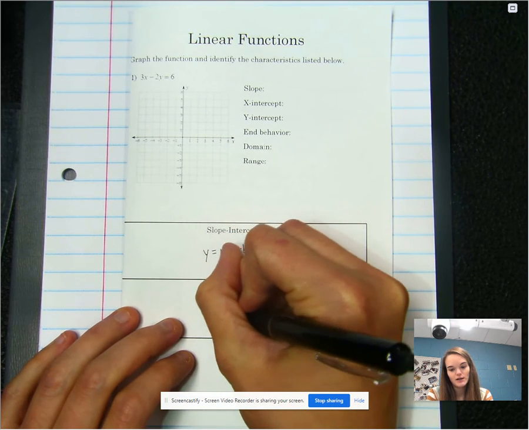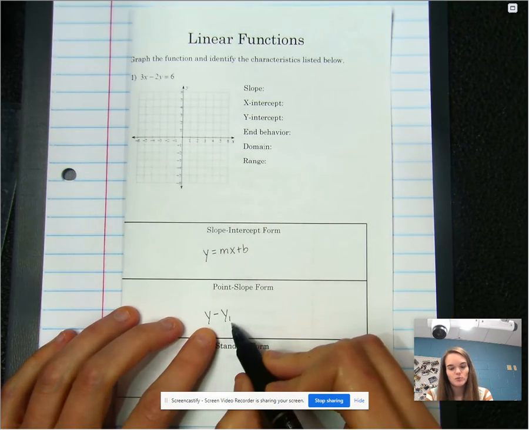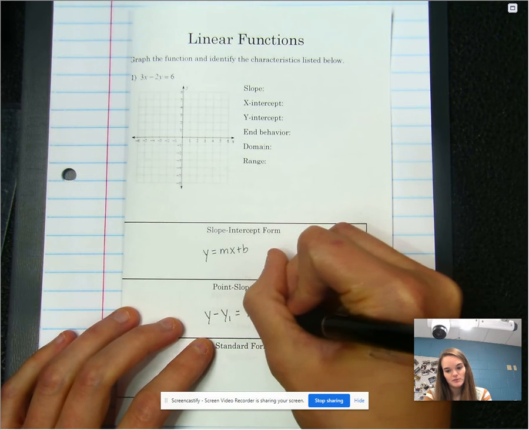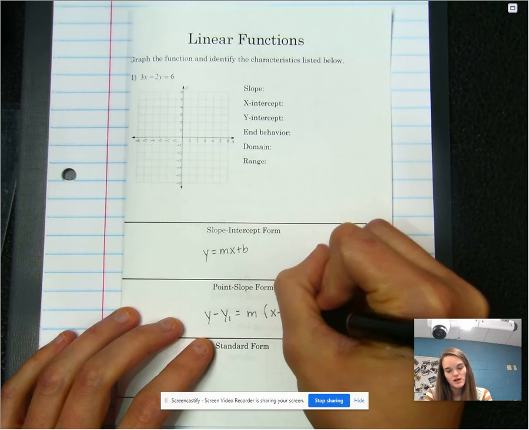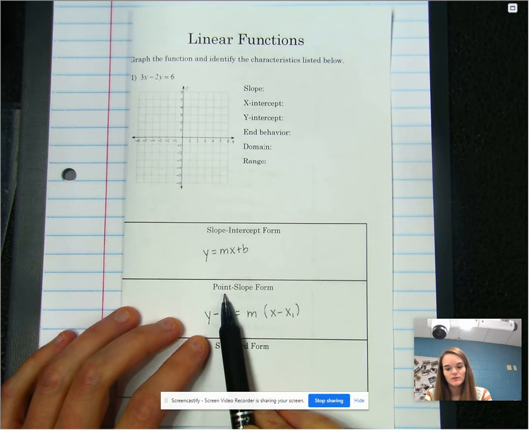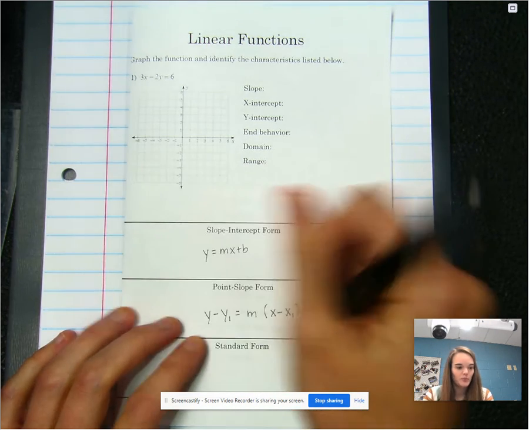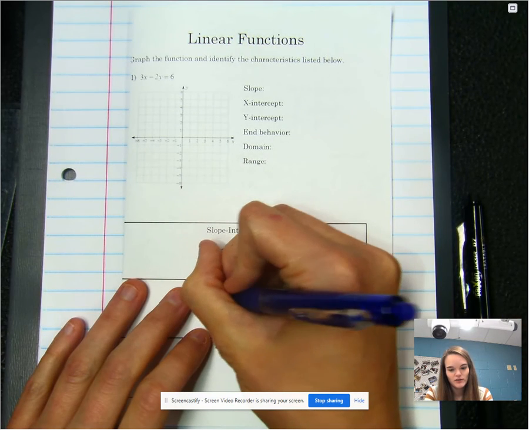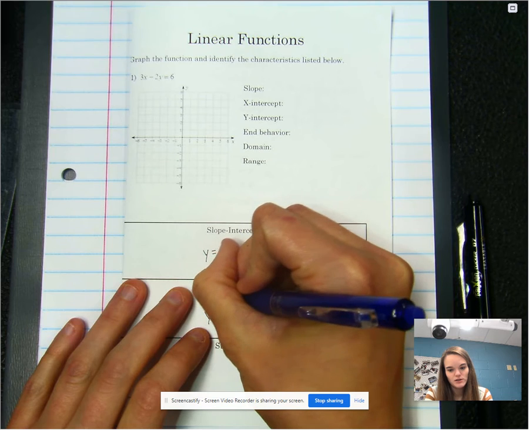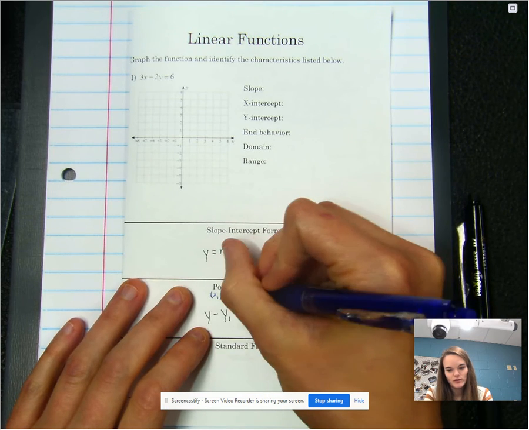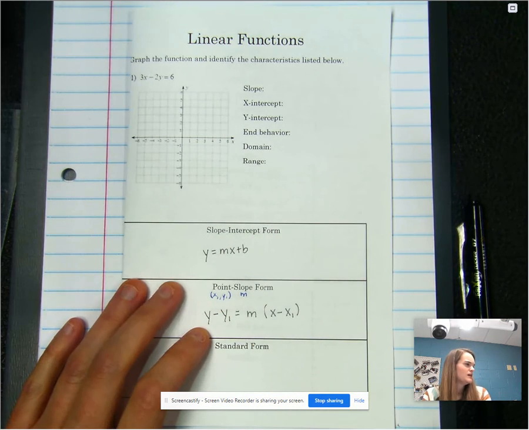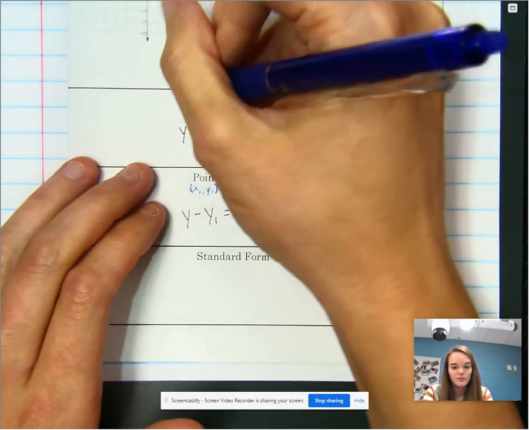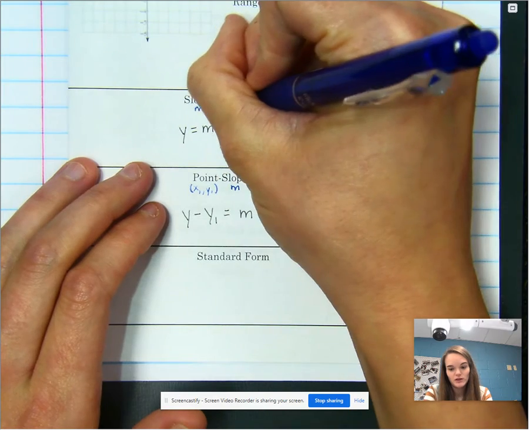Y minus y1 equals m, the slope, times x minus x1. So it's literally a point and the slope. The point is x1 comma y1. The slope is m. Okay, let me zoom in a little bit on this. In slope-intercept form, slope is m, intercept is b.